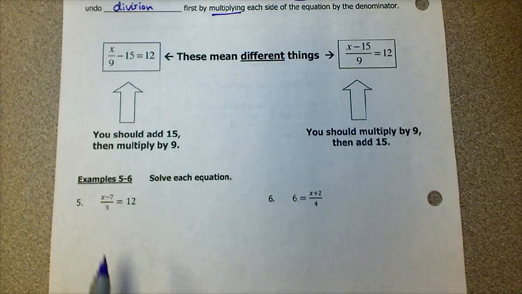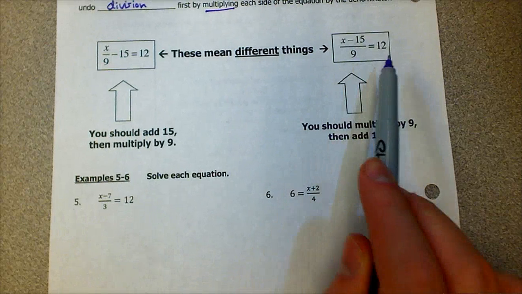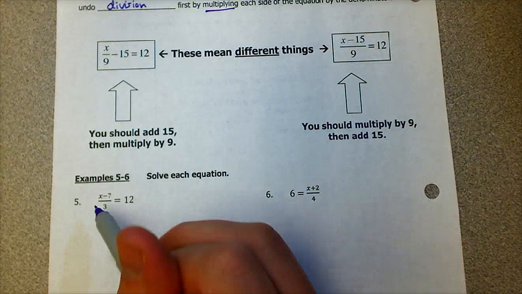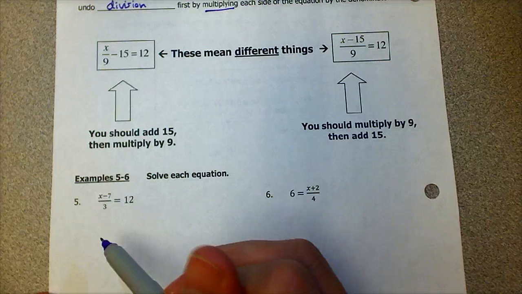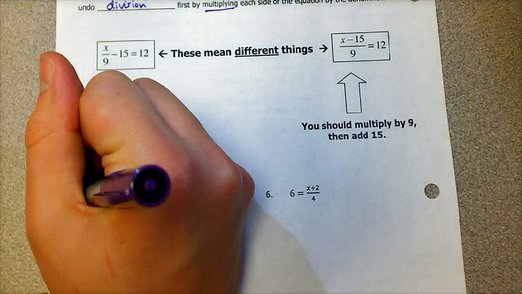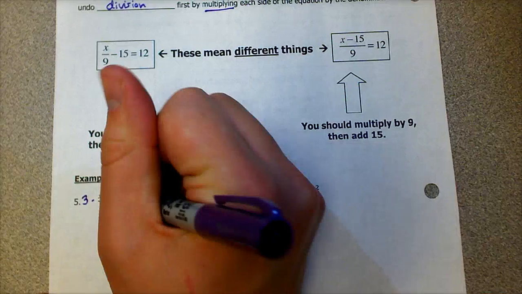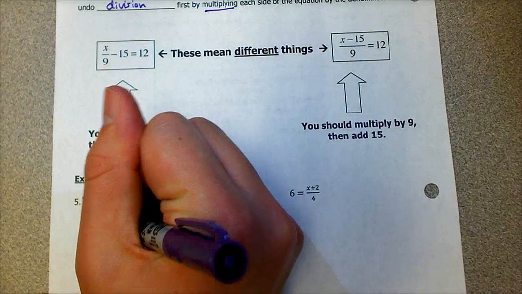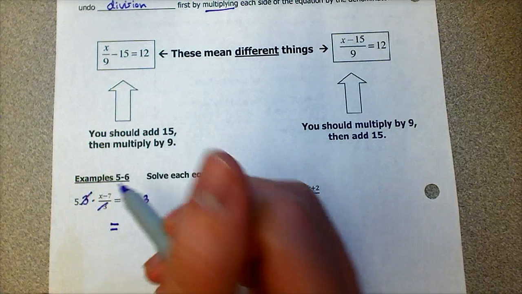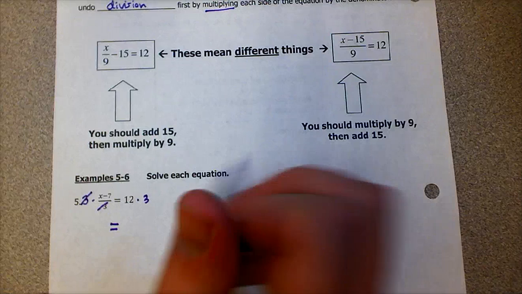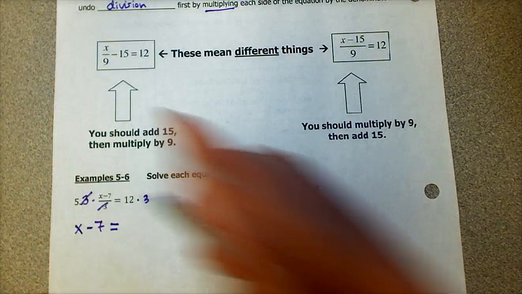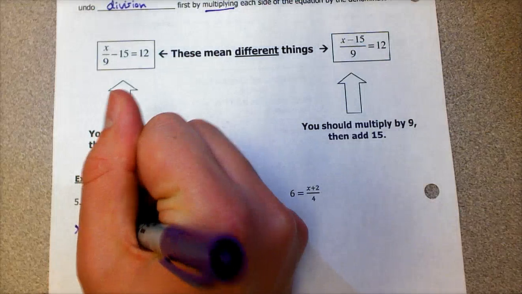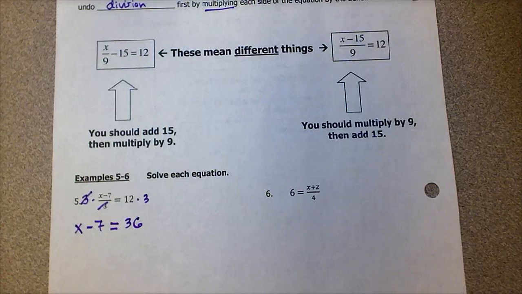So for number 5, I have an equation like the second one up here. I have x minus 7 all divided by 3 equals 12. When I see an equation like this, again, the first thing I undo is division. So I'm going to multiply the left side and the right side by my denominator, which is 3. On the left side, when I multiply by 3, my 3's cancel, and I'm just left with what's in the numerator, which is x minus 7. On the right side, 12 times 3 gives me 36. So I get the equation x minus 7 equals 36.